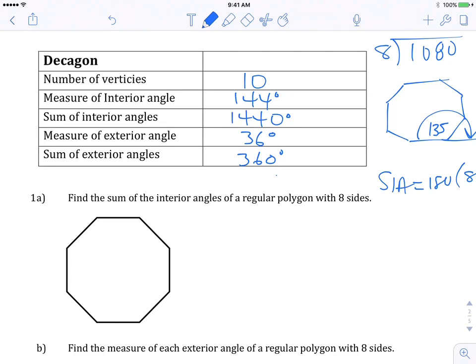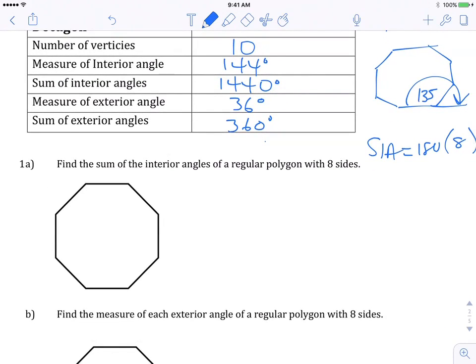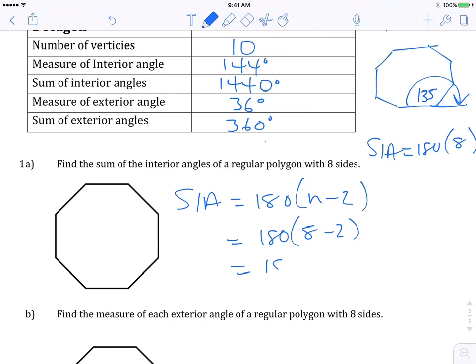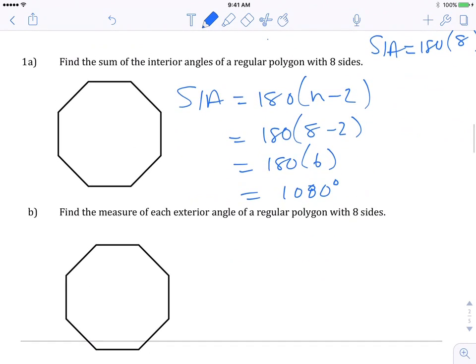The formula is fairly simple and explained below why that is the case at the beginning with the pentagon. Take a look at this. Find the sum of the interior angles of a regular polygon with 8 sides. Again, 180 times the number of sides minus 2 is 180 times 8 minus 2, which is 180 times 6. And we said that's 1,080 degrees. That's the sum of the interior angles. What is the measure of each interior angle?